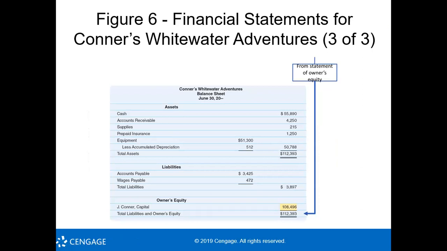The only difference in this balance sheet from our previous balance sheet is that now we are depreciating this equipment. And remember, I said that as we depreciate that equipment, the book value of the asset goes down. So this equipment had an original cost of $51,300. We've just accumulated depreciation of $512. So $51,300 minus $512, book value of the asset is now down to $50,788. And again, that book value will continue to decrease every year as we depreciate more of the asset.